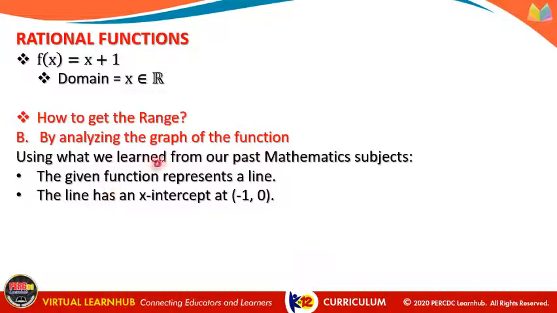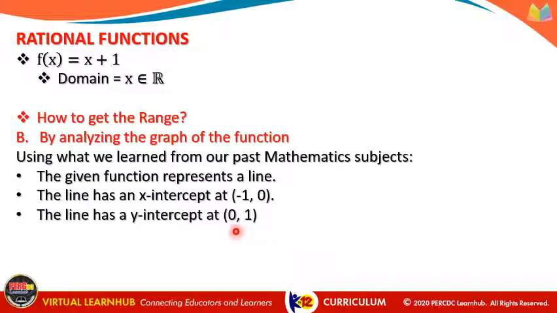Paano ulit natin makukuha itong x-intercept? Diba? Ang gagawin lang natin, isi-set natin yung y na 0 and then solve for x. Again, ang parang y natin dito ay yung f of x. Isi-set natin yung f of x na 0, tapos hahanapin natin yung value ng x. If f of x is 0, solving for x, we will get negative 1. So, that's the x-intercept. Negative 1, 0. The line has a y-intercept at 0, 1.